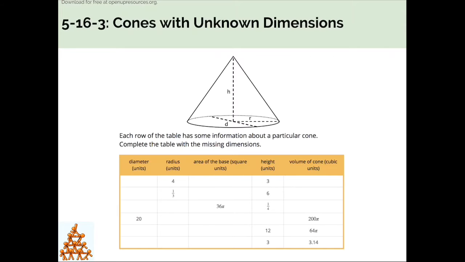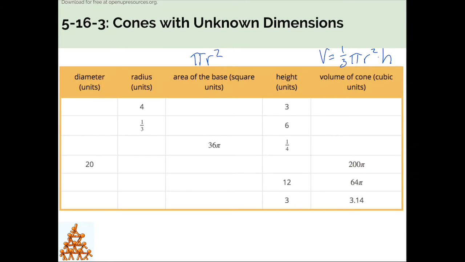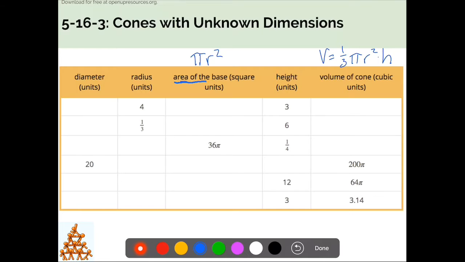Going on to the next activity you're doing, you're looking at a bunch of different cones now. You're given a table again and some different dimensions, and you have to fill in the rest of the table. I do want to look at a couple of these with you first. On your table, the first big calculation you need to do is the area of the base. Remember that is going to be a circle, which is pi r squared to find the area of a circle. Then the volume of a cone, and then I want you to write down the formula for the volume of a cone. Volume equals 1/3 pi r squared times H.